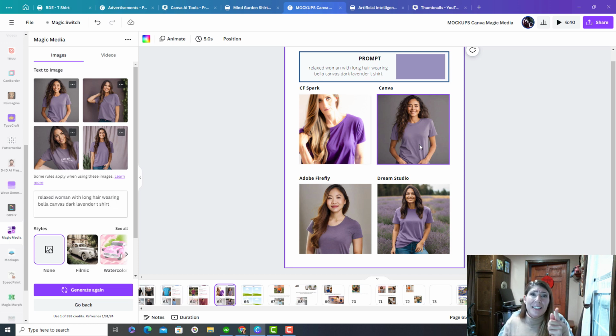I'm jumping into this deep, guys. I'm going to be doing a lot more videos on using artificial intelligence to generate images, specifically mock-ups.